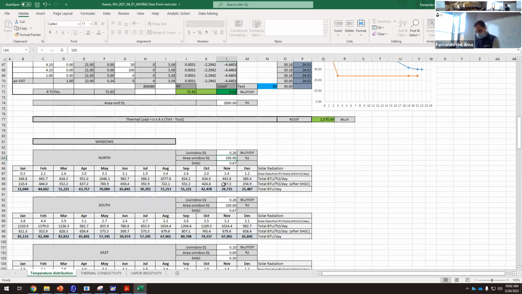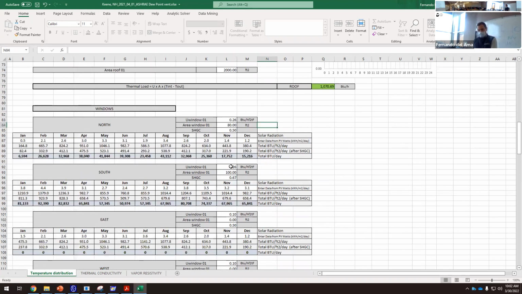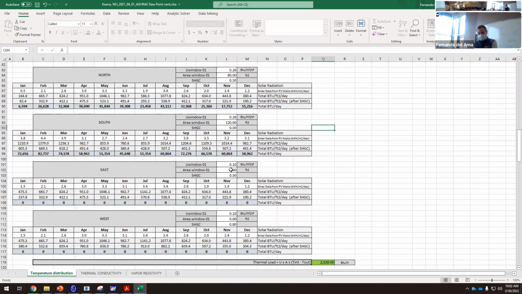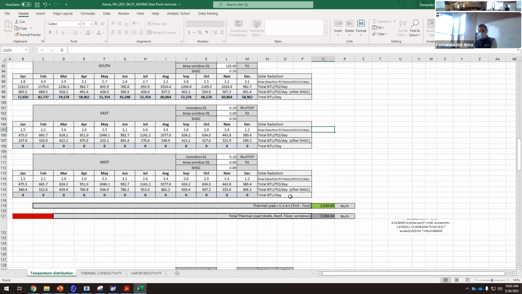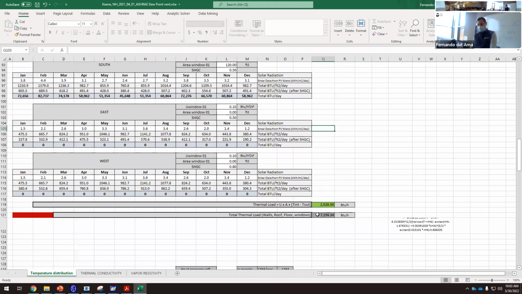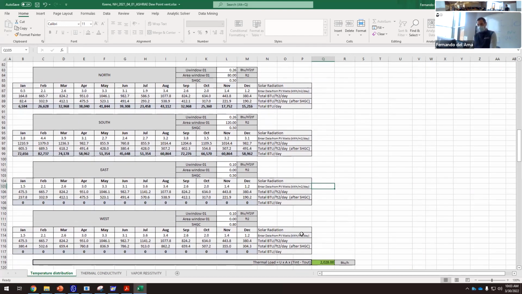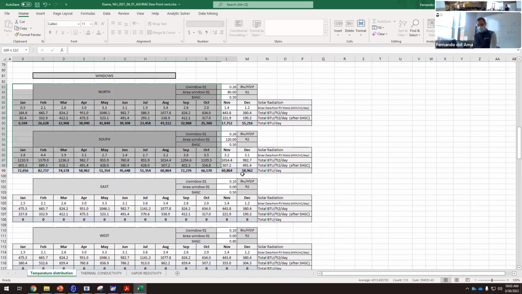The area of the northern windows is 80. The solar heat gain coefficient is 0.5. Okay, so this is 0.6. This is 120, the south, and this is 0.5. In the rest of the elevations, east and west, the area is 0. Okay, so here we have the total load of the windows. So again, you have to copy the north and south.